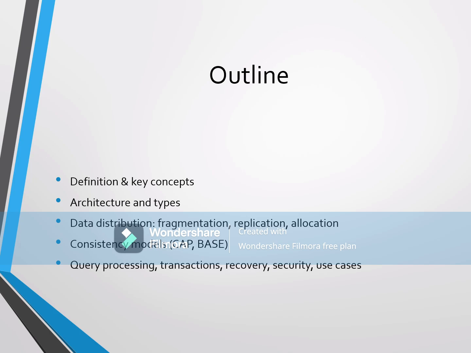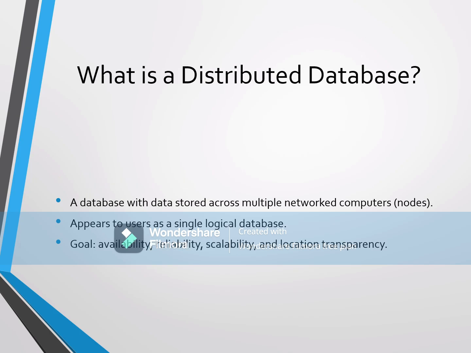After that, we'll discuss query processing and optimization across nodes, and then distributed transactions and commit protocols. We'll cover concurrency control, recovery strategies, and security and privacy concerns. Finally, we'll survey real-world use cases and weigh advantages against operational costs. Treat this map as a checklist as we move through each topic.